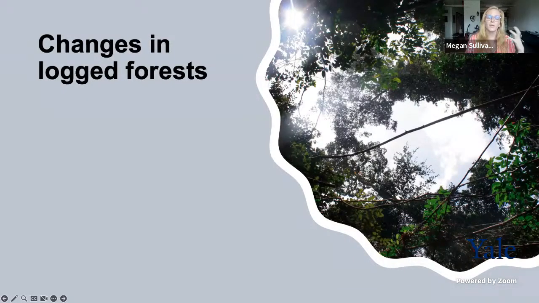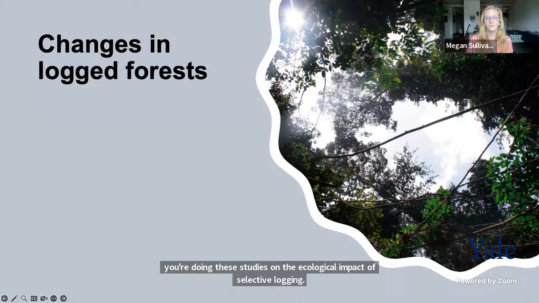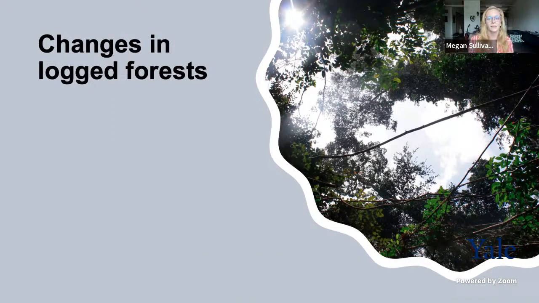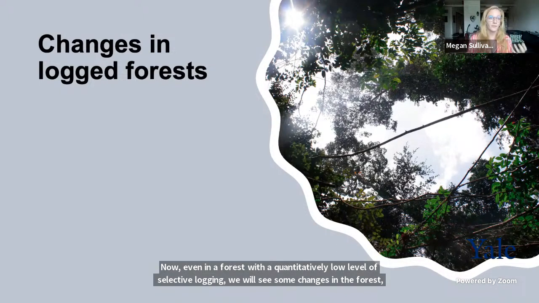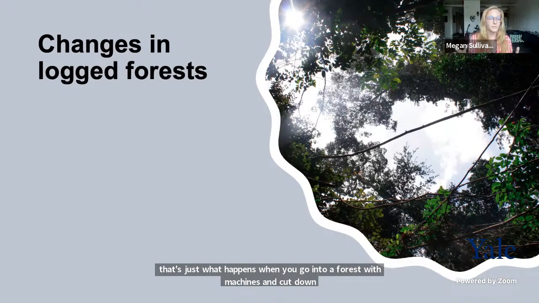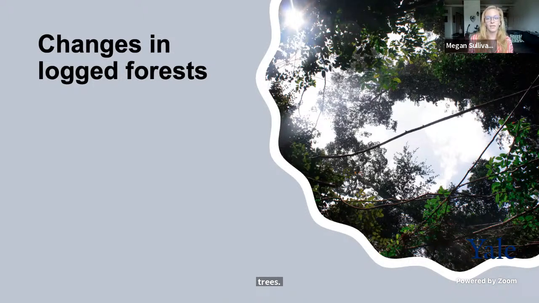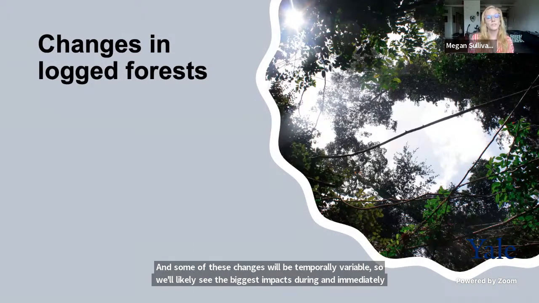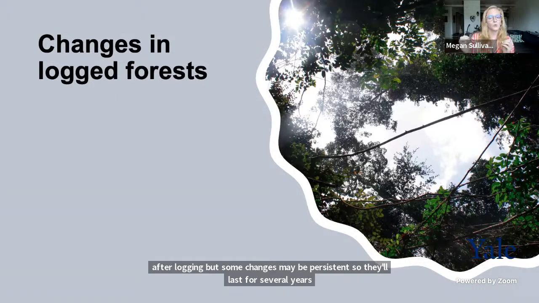Now, even in a forest with a quantitatively low level of selective logging, we will see some changes in the selectively logged forest. That's just what happens when you go into a forest with machines and cut down trees. And some of these changes will be temporally variable. So we'll likely see the biggest impacts during and immediately after logging, but some changes may be persistent. So they'll last for several years after logging and affect the ecosystem, or we could see some lagged effects. So things that don't pop up until many years after the forest has started to recover from logging.